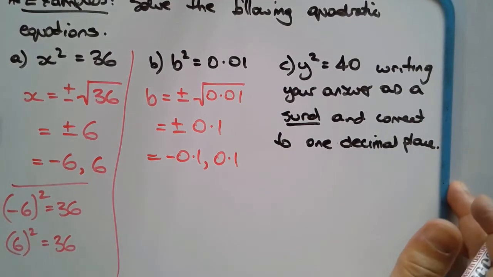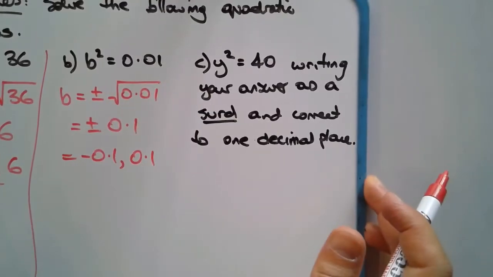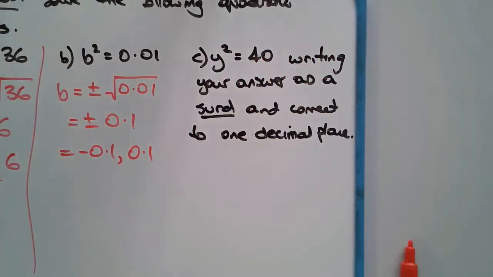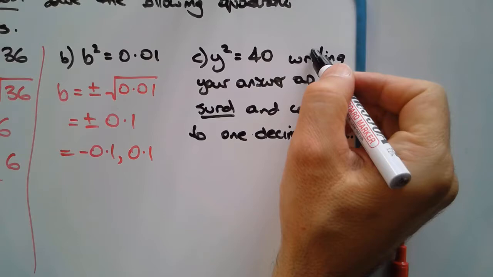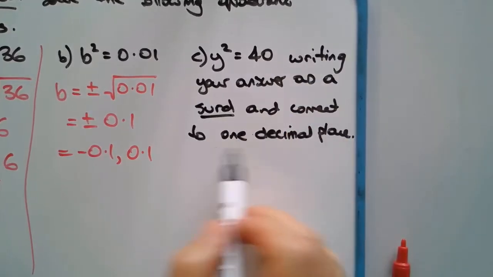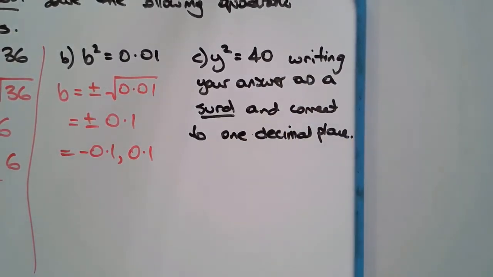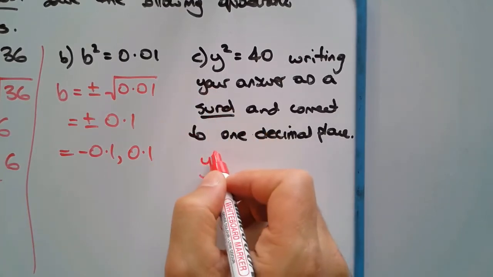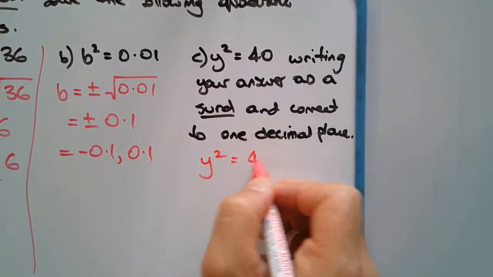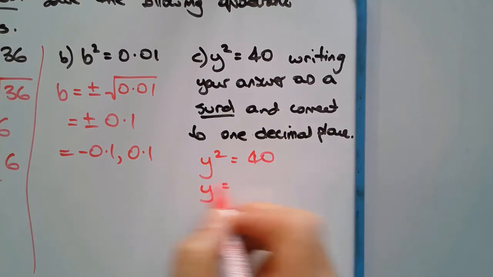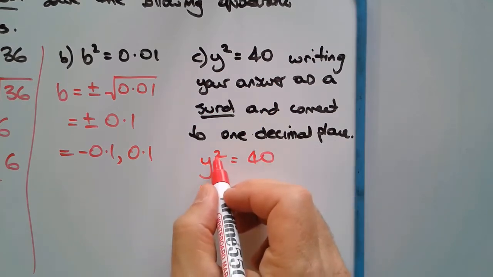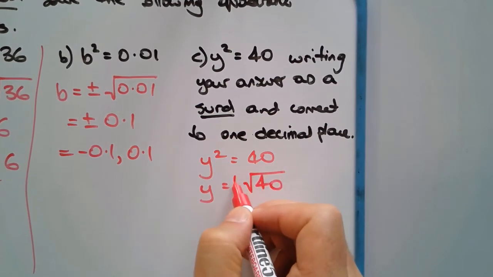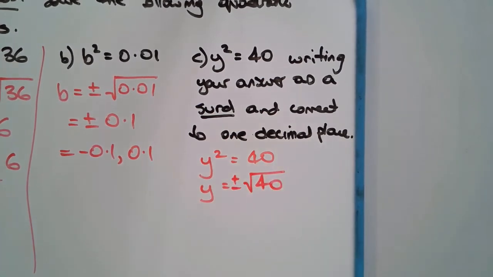Let's have a look at part C. Part C asks us to write our answer as a decimal, correct to one decimal place. So first thing we do is write y squared is equal to 40. We're going to take the square root of the other side. So the squared becomes a square root when we take the square root of the other side. So it's going to be plus or minus the square root of 40.